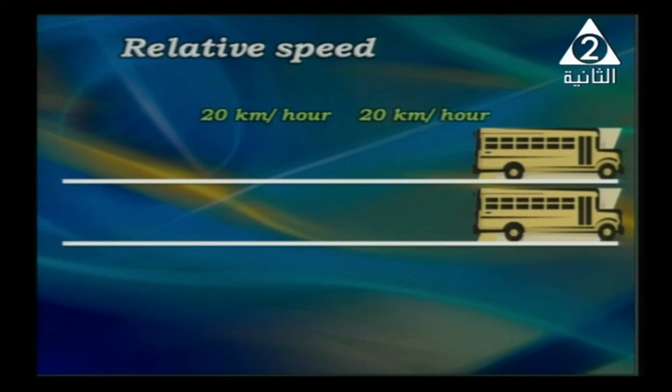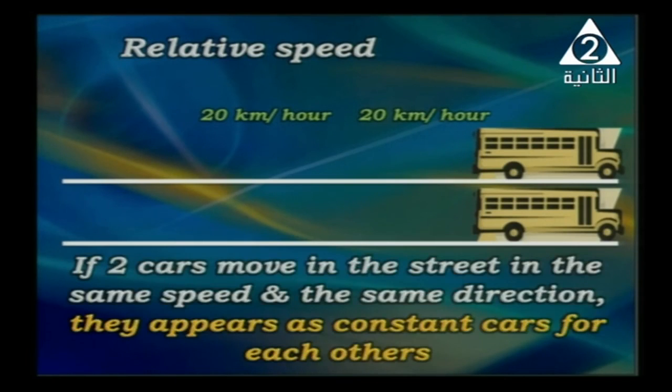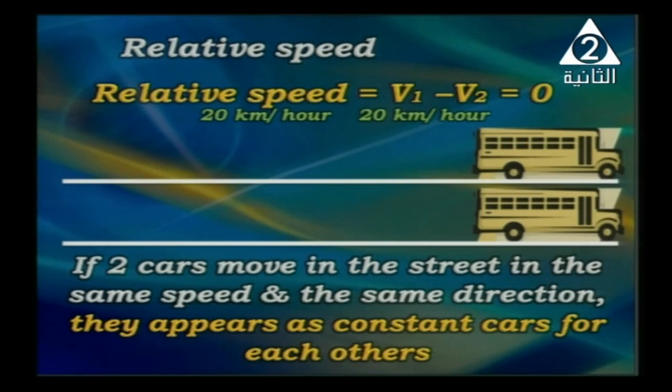So the first one moves at 20 km per hour and 20 km per hour for the second one. So here I need to calculate the relative speed between them. If I write the first one, I need to know the speed of the second one relative to me. So if two cars move in the street at the same speed and the same direction, they appear constant to each other. The second case here, the relative speed equals v1 minus v2 equals 0. 20 minus 20 equals 0.